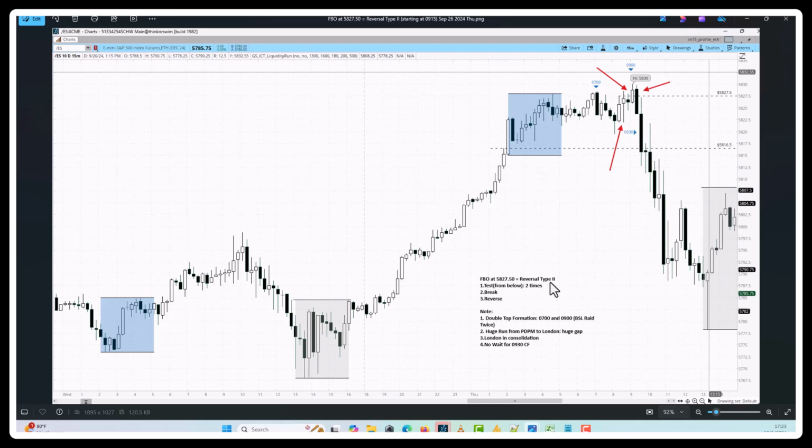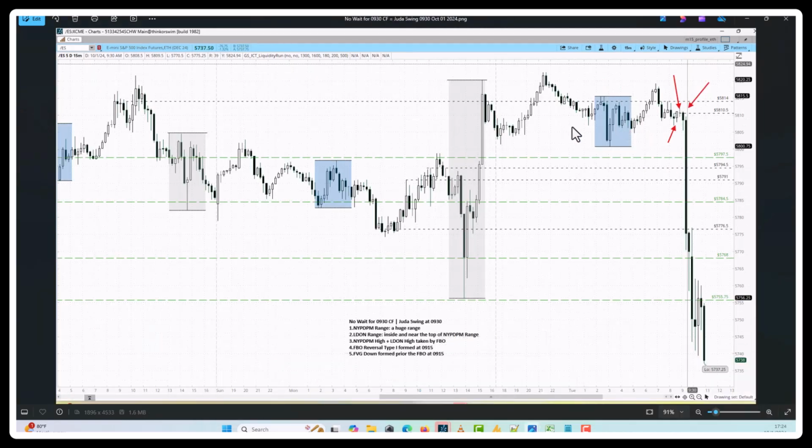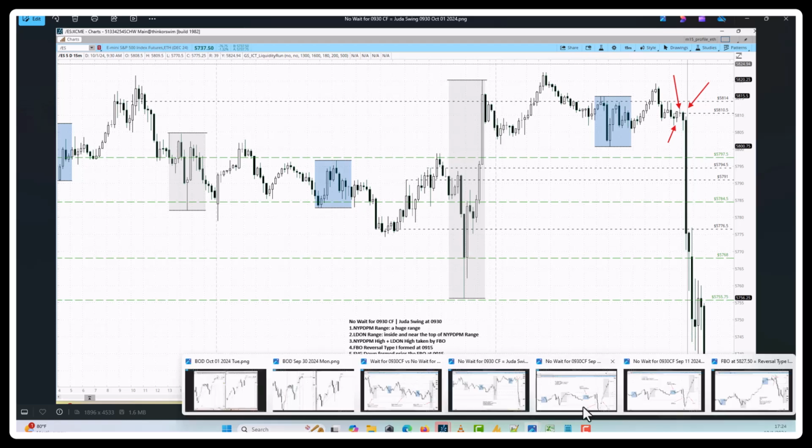So for the setups that don't wait for the 9:30 candle formation, we have both scenarios related to the New York PM range and the London range. So in this case, they do not overlap, right? But we do have the case where they are inside, like today, right? You see that London is inside the range of the New York PM range.